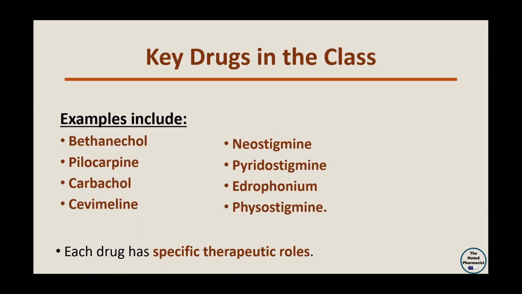Key drugs in the parasympathomimetics class include the following: bethanechol, pilocarpine, carbachol, cevimeline, neostigmine, pyridostigmine, edrophonium, and physostigmine. Each of these drugs serves a distinct therapeutic role, which we will explore throughout this video.